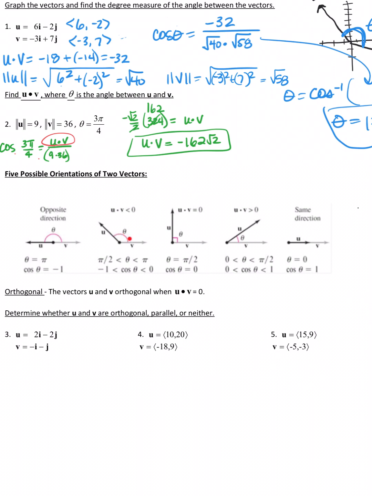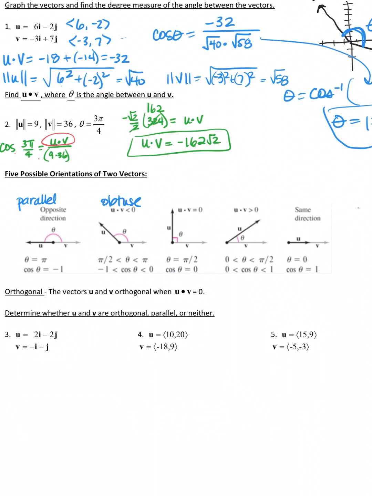If it's an obtuse angle, we know it's going to be greater than 90. So it's going to be between pi over 2 and pi. That's an obtuse angle. Oh, I forgot to mention, if it sits like this end to end, we call that parallel. This is obtuse, right? Now look at this one.